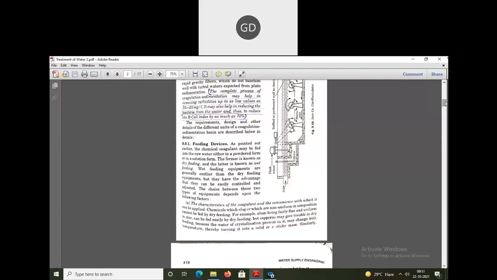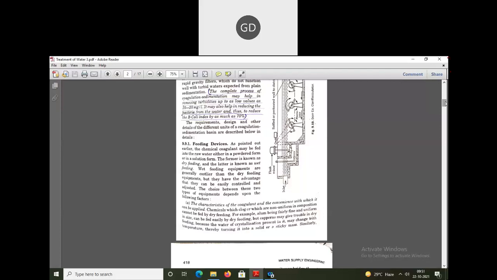Wet feeding is certainly a little costlier than dry feeding equipment. But wet feeding has an advantage: the whole process can be controlled and adjusted. So that is an advantage of wet feeding.